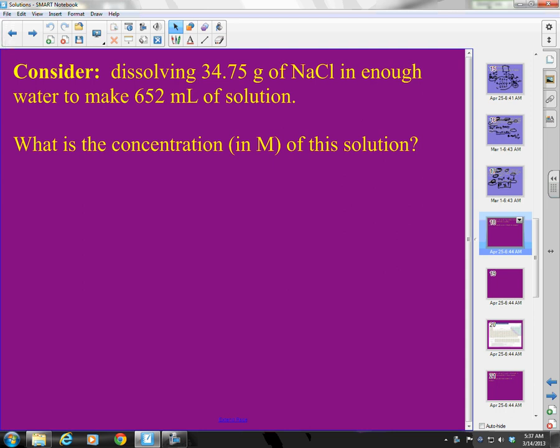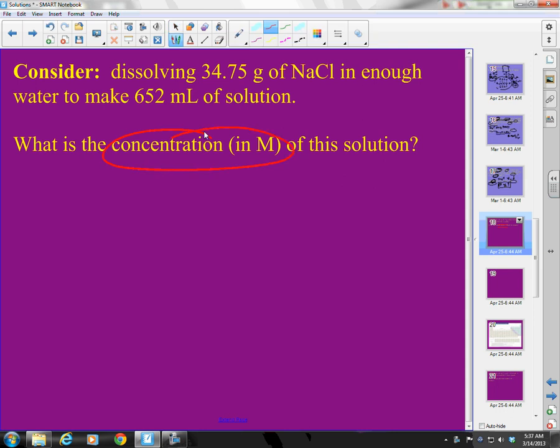And finally, let's get into some quantitative stuff. So let's start right away with this. Consider dissolving 34.75 grams of sodium chloride in enough water to make 652 milliliters of solution. What is the concentration in M?